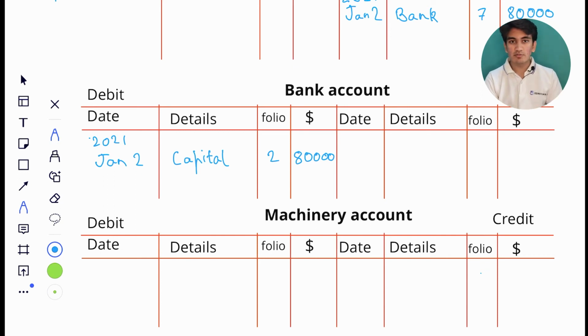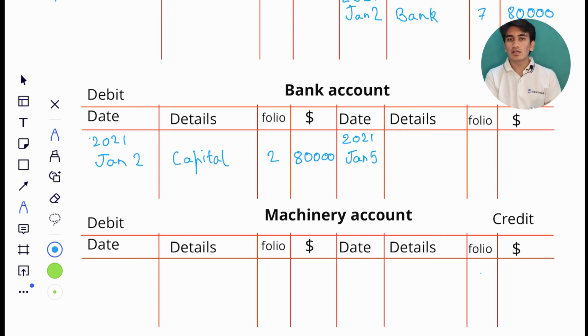Now as the business progresses, Alex thinks we need a new machinery. So on January the 5th, Alex buys $15,000 worth of machinery. Where does this money come from? The bank account. So the bank account is this time giving $15,000. Because the bank account is giving, the bank account will be credited. So let's go to the credit column of the bank account. First we'll start by writing the year 2021, then the date, which is January the 5th.